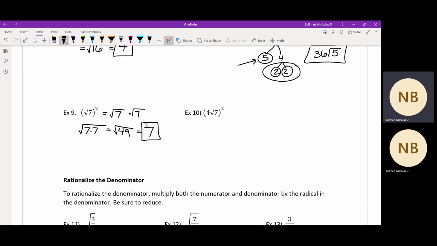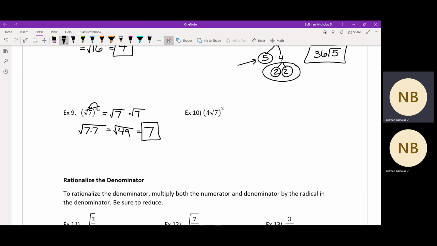Something to note, though, is that if we square a square root, remember, these are opposites of each other. If I square a square root, those cancel each other out and just give us the number that's inside the square root.